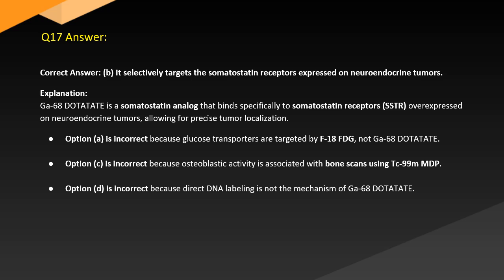Answer. Correct answer B. It selectively targets the somatostatin receptors expressed on neuroendocrine tumors. Explanation. Ga-68 dotatate is a somatostatin analog that binds specifically to somatostatin receptors, SSTR, overexpressed on neuroendocrine tumors, allowing for precise tumor localization. Option A is incorrect because glucose transporters are targeted by F18-FDG, not Ga-68 dotatate. Option C is incorrect because osteoblastic activity is associated with bone scans using Tc-99m MDP. Option D is incorrect because direct DNA labeling is not the mechanism of Ga-68 dotatate.